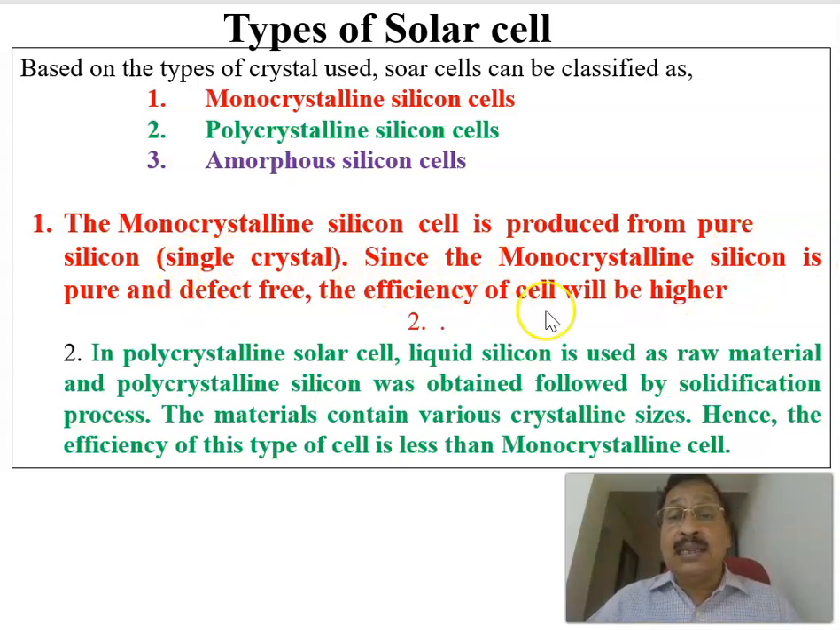Since monocrystalline silicon is pure and defect free, the efficiency of the cell will be higher for the monocrystalline. In a polycrystalline solar cell, liquid silicon is used as a raw material, and polycrystalline silicon is obtained following the solidification process. The material contains various crystalline sizes, hence the efficiency of this type of cell is less than the monocrystalline cell.